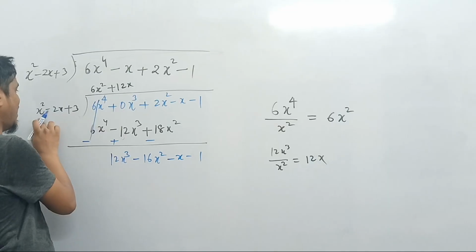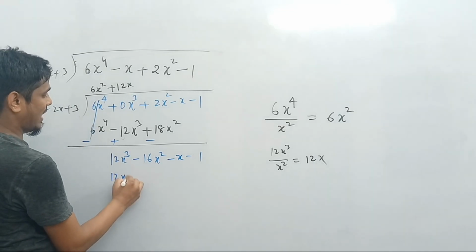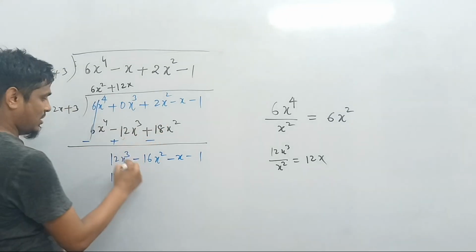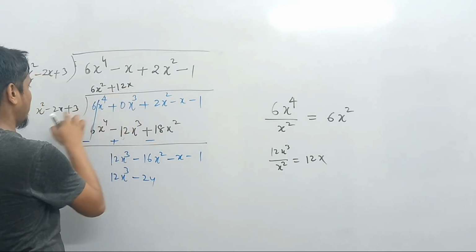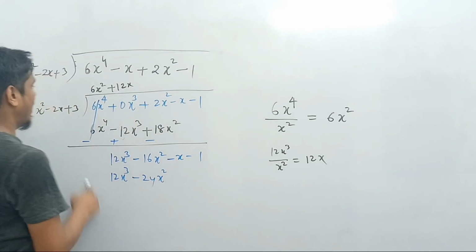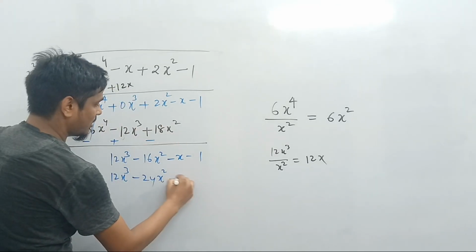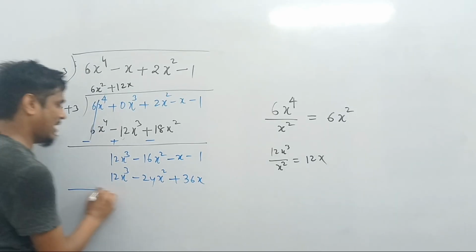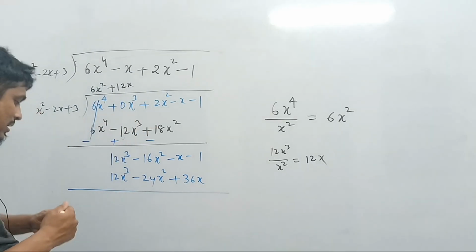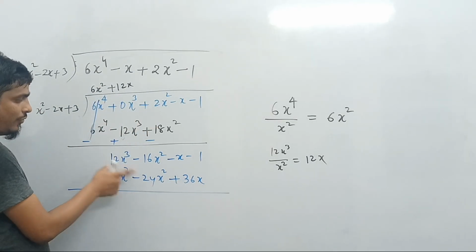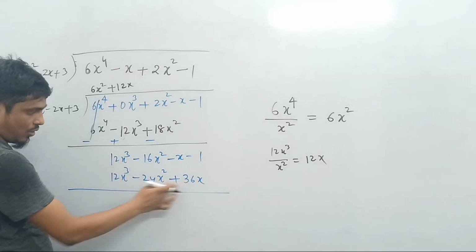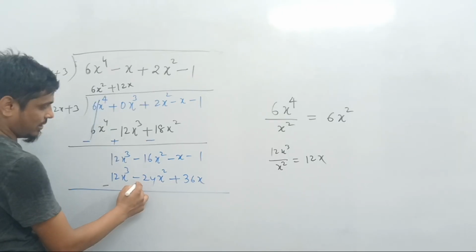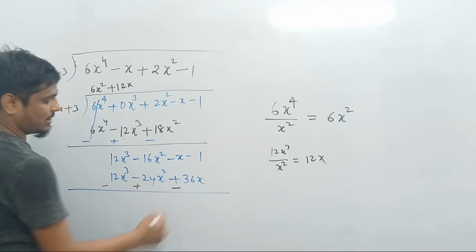Multiplying 12x by x^2 is 12x^3. Now plus 12 times minus 2 means minus 24x^2. x times x is x^2. And then last, plus 3 times 12 is plus 36x. Then again we do the same process and subtract this. For subtracting, we need to change the sign of all these terms, so here plus 12 goes to minus 12, minus 24 becomes plus 24, and plus 36 becomes minus 36.